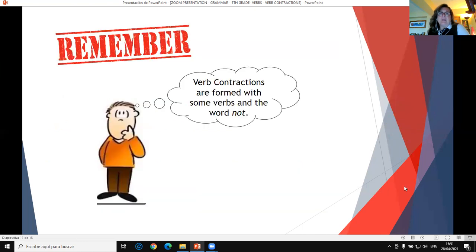Okay, guys, remember, verb contractions are formed with some verbs and the word not. You put an apostrophe for the letters you're taking out.